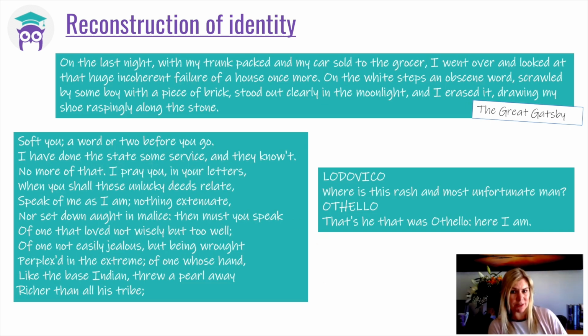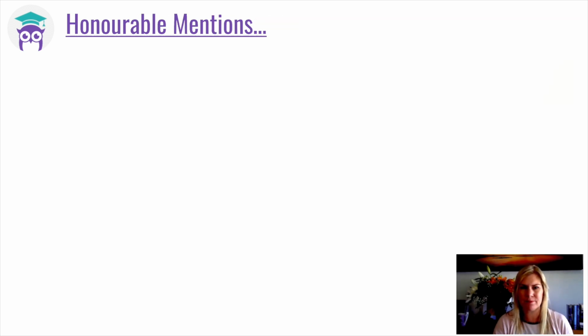So Nick reconstructs Gatsby as great. Othello reconstructs himself as great, but perhaps this also means that he doesn't quite have the same sort of epiphany or realization about what his flaws are. Everything I've just said there, crikey, there's enough for an essay in just those ideas, just tracing through those protagonists. But I'm just going to give you some honourable mentions, some other bits and pieces that I think are quite interesting in terms of identity.